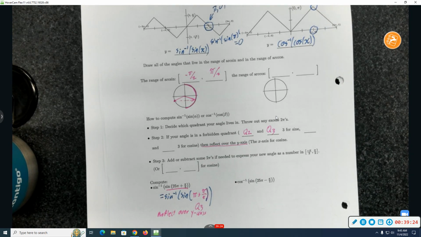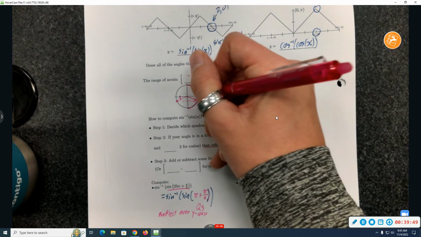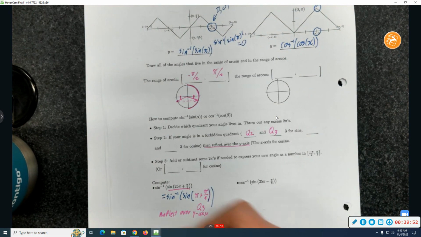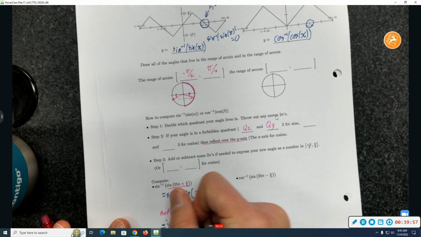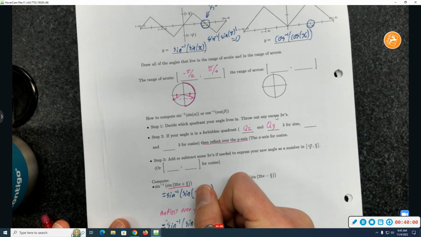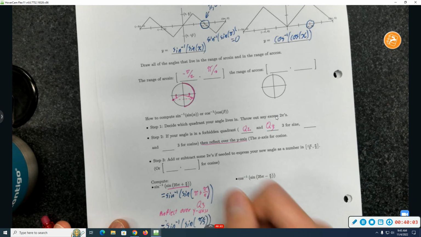What does this angle become when you reflect it over the y-axis? I hear a negative pi over 5. Did you do that geometrically or algebraically? Did you subtract, I guess? Yeah. So I guess that pi over 5 became that pi over 5? Yeah, reference angle is the one. Equals sine inverse of sine of pi over 5.